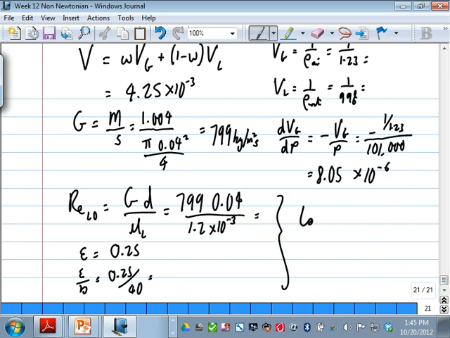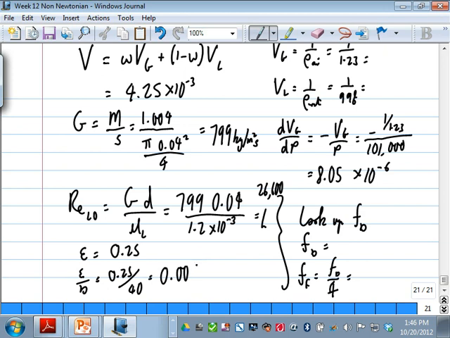Then after that we look up F Darcy. FD equals to what? F Fanning equals to FD over 4. What's the Reynolds number? 26,600. Close enough. Right? What's the relative roughness? 0.00625.